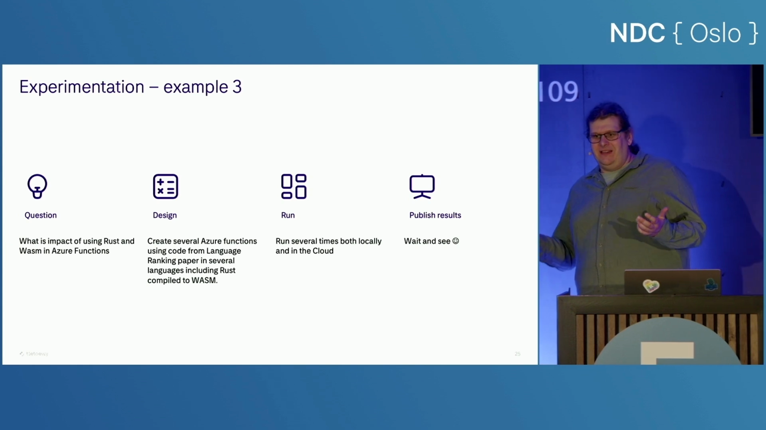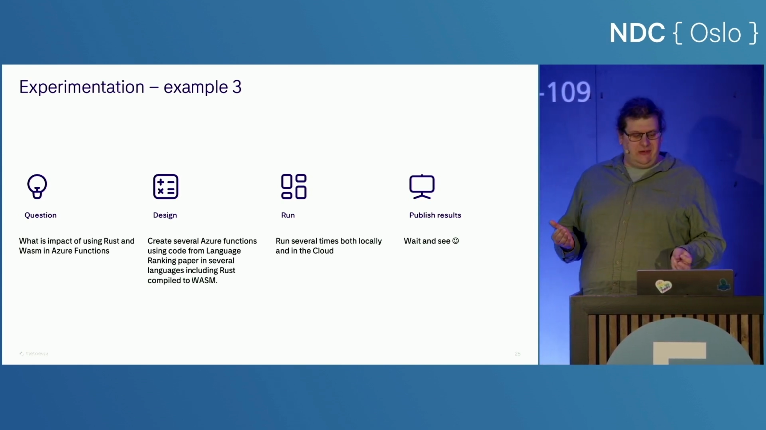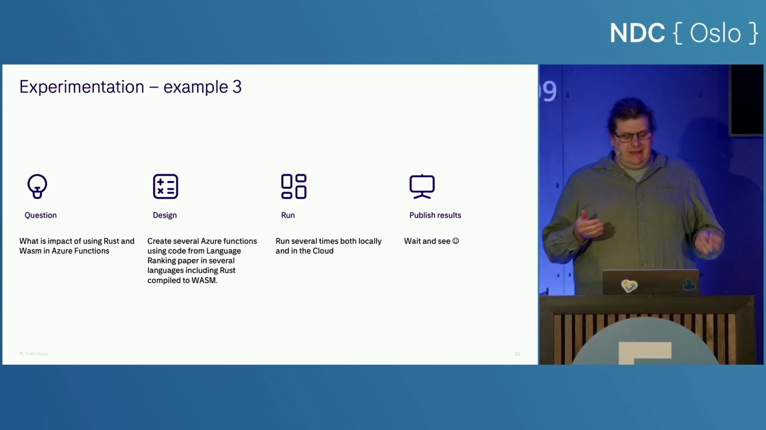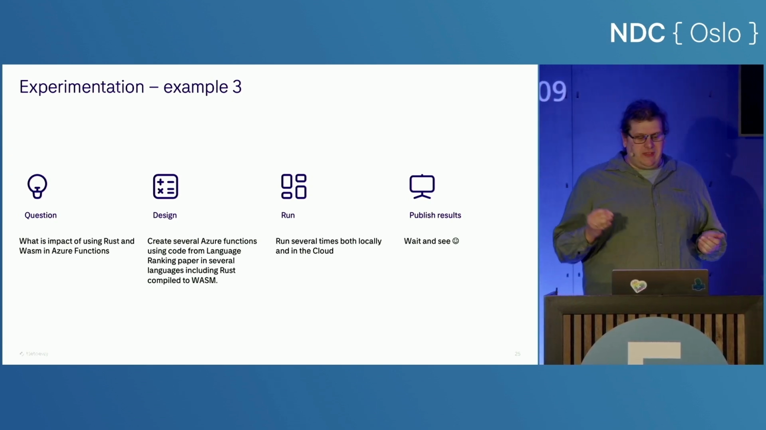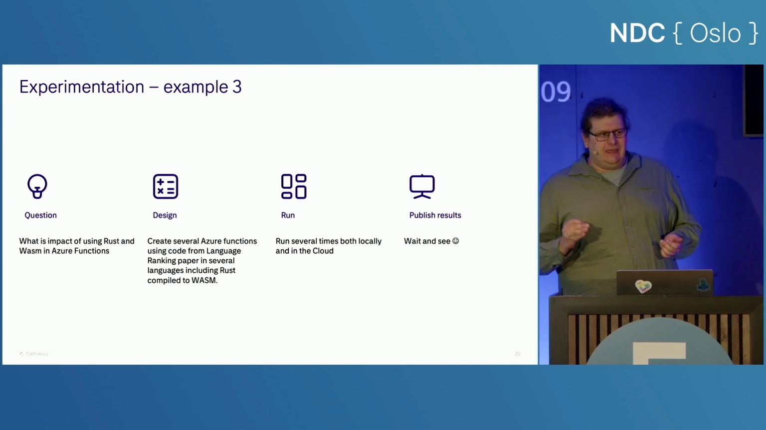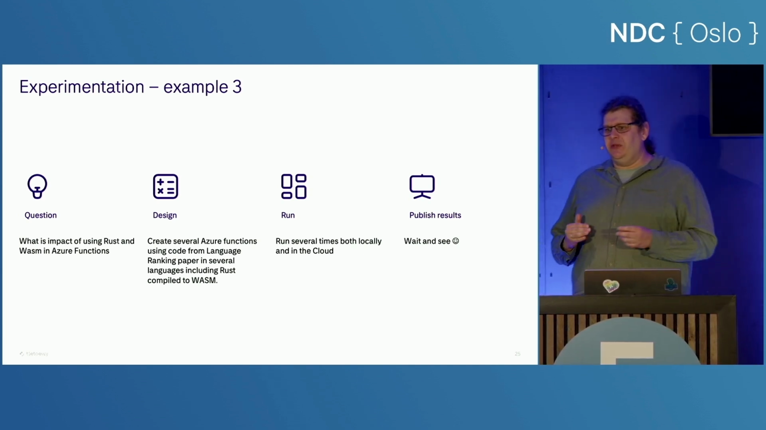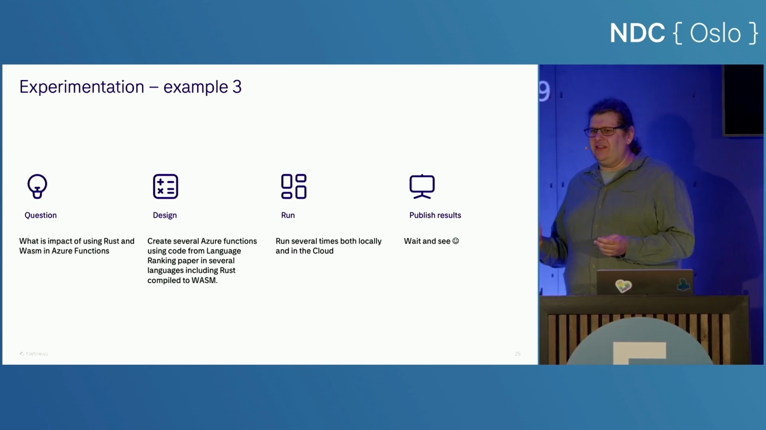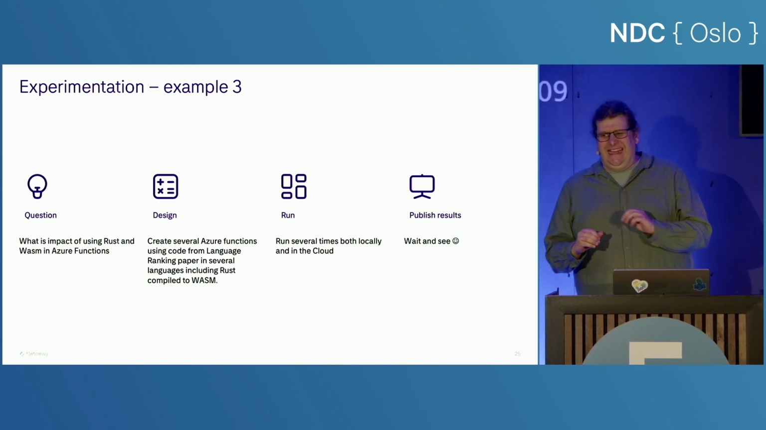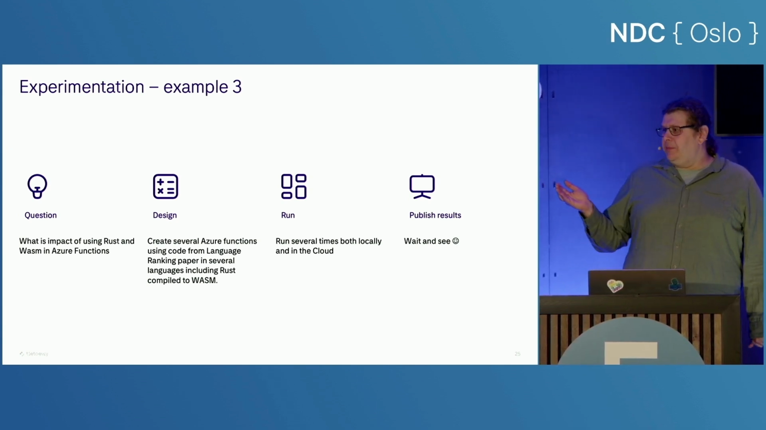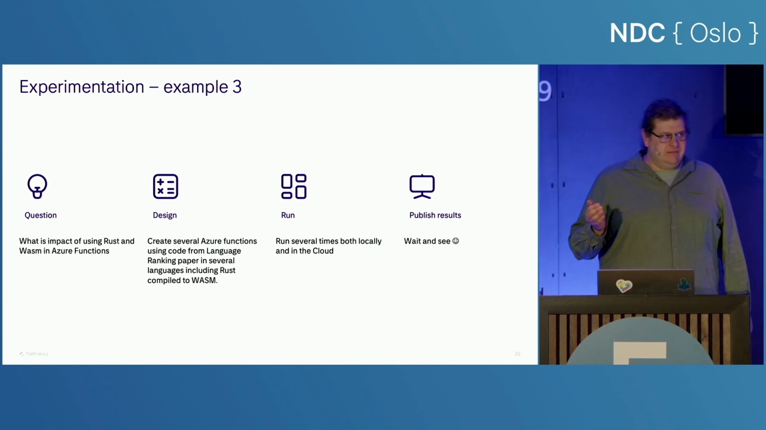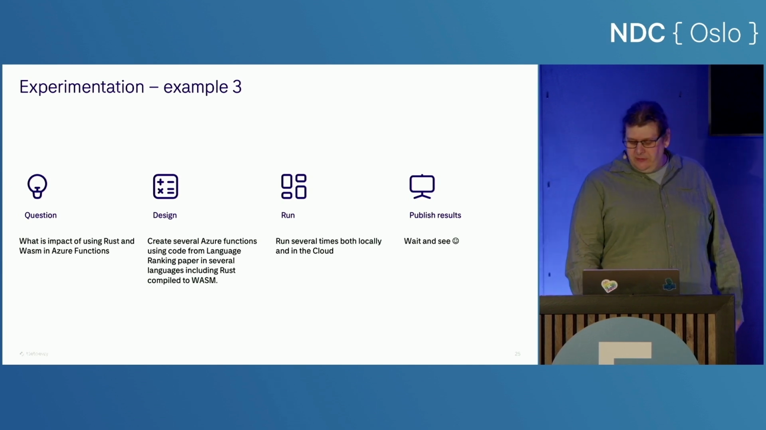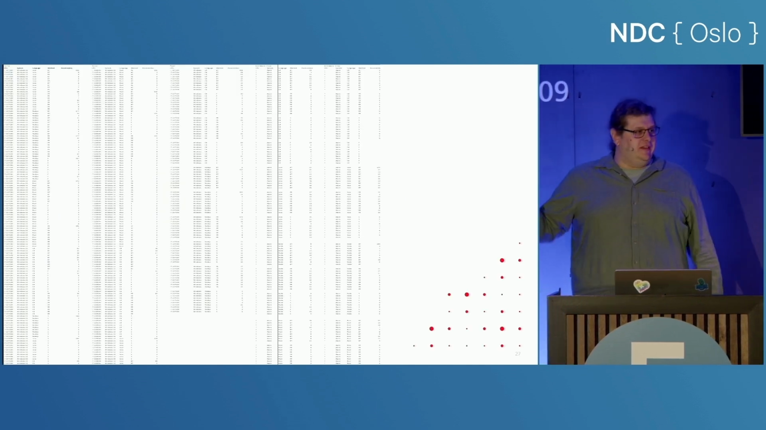So how do we figure this out? Well, we have to create several Azure Functions that do different things, and we used code from a paper ranking software languages by energy use, because we figured out that we couldn't just take any old code. We needed code that was sensible or had some meaning. We figured that those guys got published, so they probably had some meaning behind the code examples. Running it several times in the cloud, these were, of course, the results, as you can plainly see.